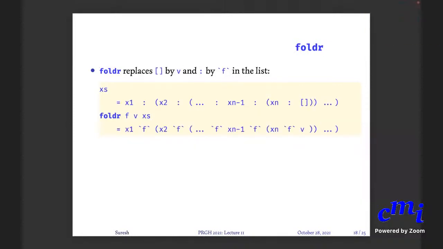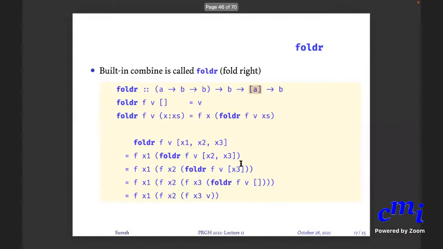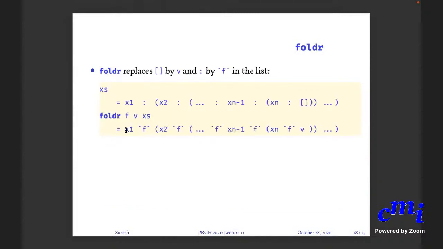I'll end with this. Just notice that instead of writing this f in prefix form, you can write it in infix form. You can write x1 `f` (x2 `f` ...), whatever. And this is nothing except that instead of the empty list, you are using v, and instead of colon, you are using f. foldr is really the same as the list structure, except that instead of empty list, you are using v, and instead of colon, you are using the function f.